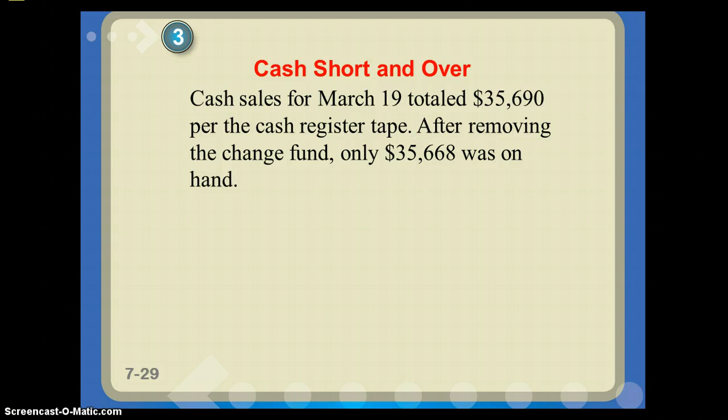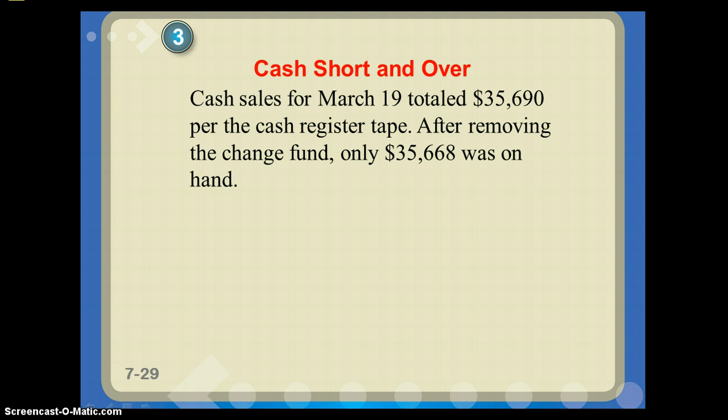So we have an example here. Cash sales for March 19th totaled $35,690 per the cash register tape. So the cash register says we should have that much money. Then we take out the change fund, because that's not sales, that's just what started in the drawer. And we only had $35,668 on hand. So this is where our cash short and over account is going to come in. Take a second, see if you can remember what we did in class to create that journal entry.